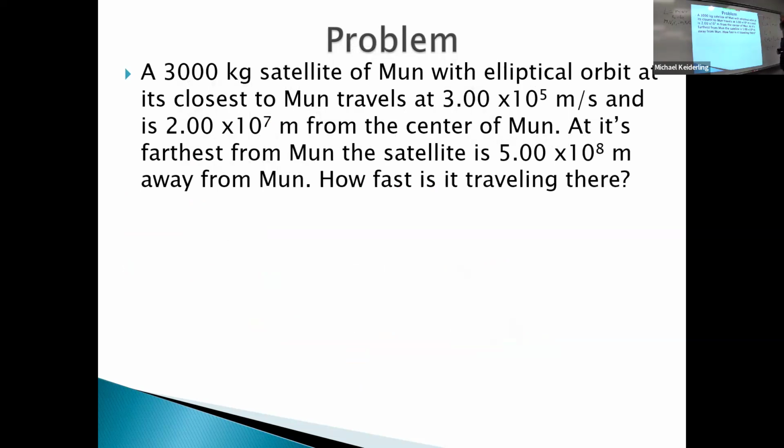So here's a similar problem with an object in an orbit. The only real difference is the numbers are bigger. We have a 3,000 kilogram satellite of Moon with an elliptical orbit. At its closest to Moon, it travels at 3 times 10 to the 5 meters per second, and is 2 times 10 to the 7 meters from the center of Moon. At its furthest from Moon, the satellite is 5 times 10 to the 8th meters away from Moon. So the question is, how fast is it traveling there?